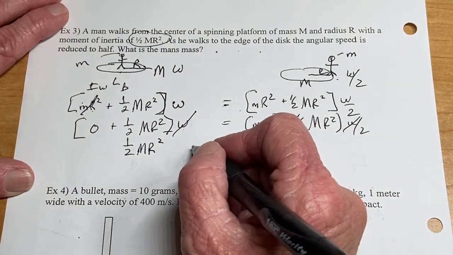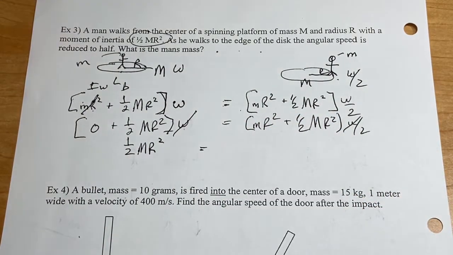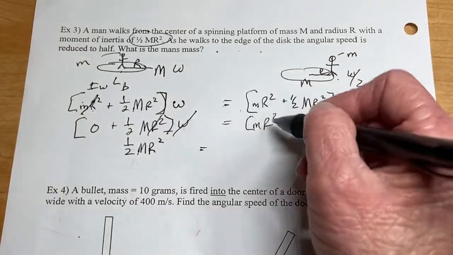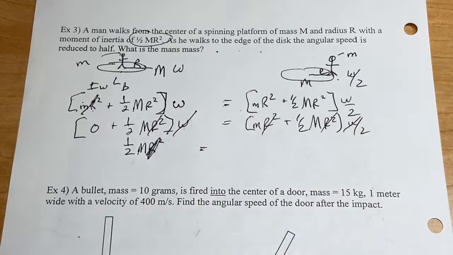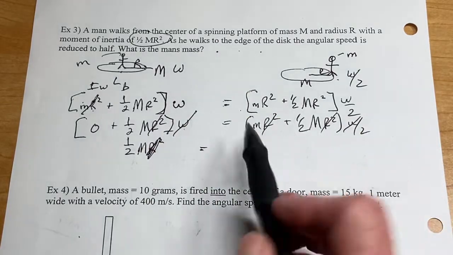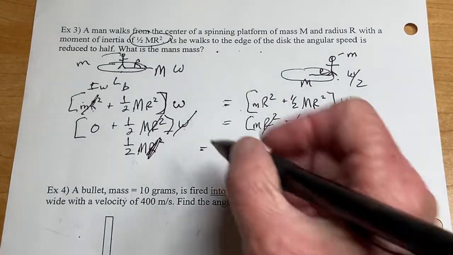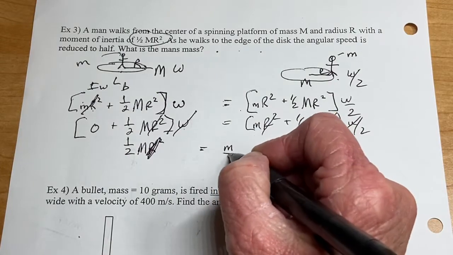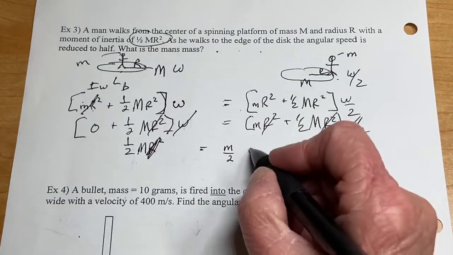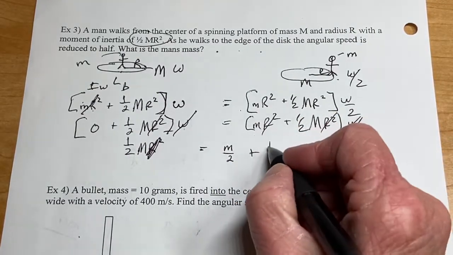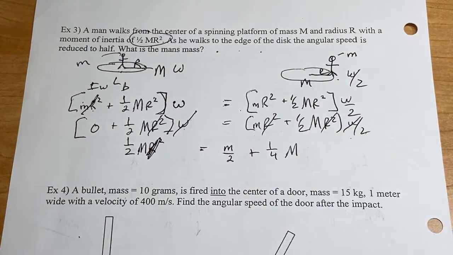All right, let's keep going. Oh, hold on, what else cancels? I don't need that r squared, do I? Every term has an r squared. Boom, get out of there. So I'm left with little m times a half, so m over 2, plus, well, a half times a half is a quarter, big M.